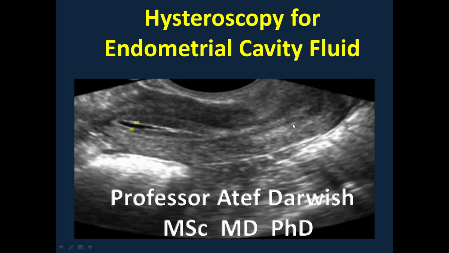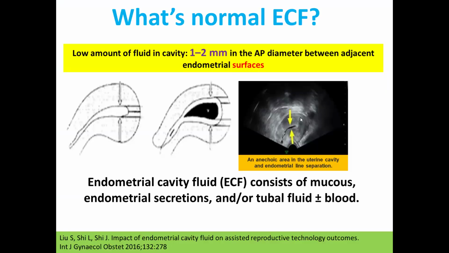So I constructed this lecture to highlight the role of hysteroscopy. Is it essential to do hysteroscopy for all cases of endometrial cavity fluid or not? And actually, you have to know that the endometrial cavity should have some fluid. And this is natural due to the endometrial secretions, mucus, and some secretions from the fallopian tube.